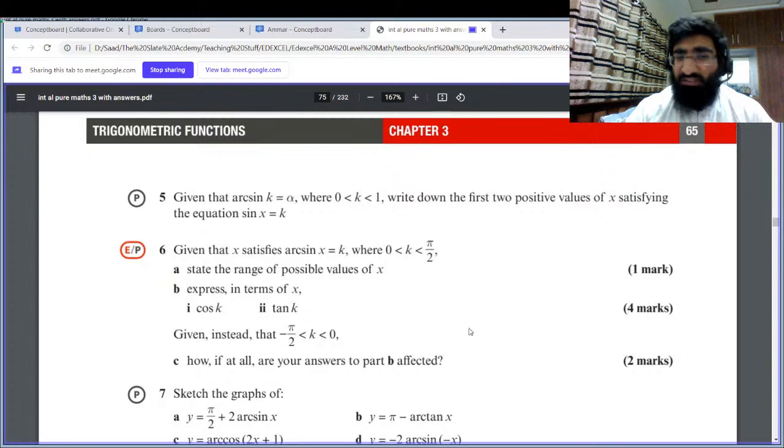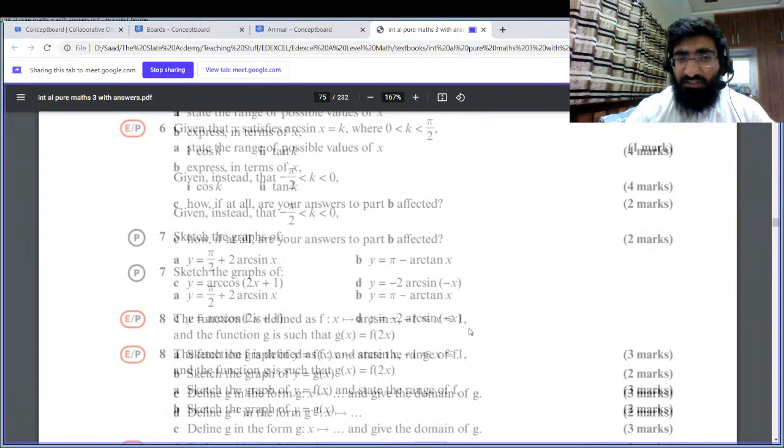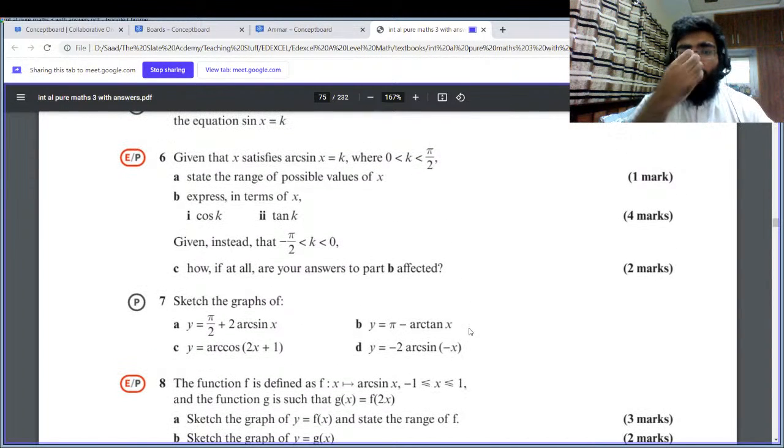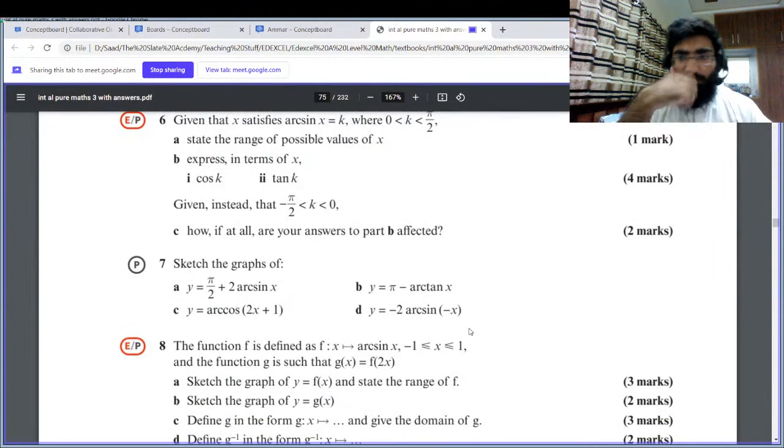There is nothing new in this exercise. All that they're trying to do is to make you used to this concept of using arc sine instead of sine inverse. Otherwise, functionally, this exercise is everything that we have learned before. Nothing new in it. Given that x satisfies arc sine x equals k, what does that mean?